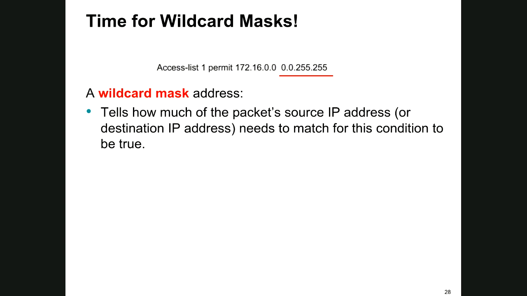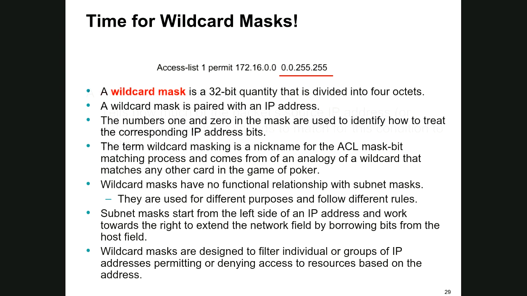So this is what we use wildcard masks for in access control lists: to filter which addresses we pay attention to. It's like a subnet mask. It's a 32-bit quantity divided into 4 octets, and it's paired with an IP address like a subnet mask. But the numbers 1 and 0 mean different things than they do in subnet masks.